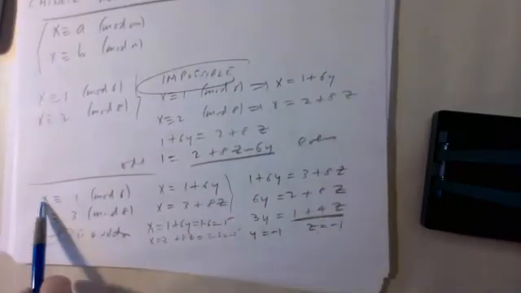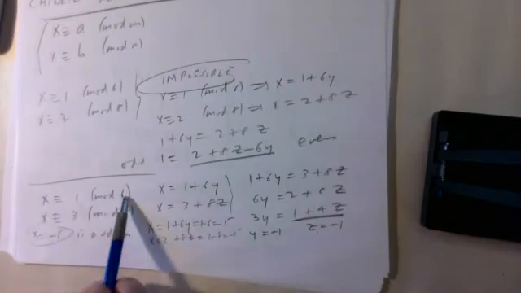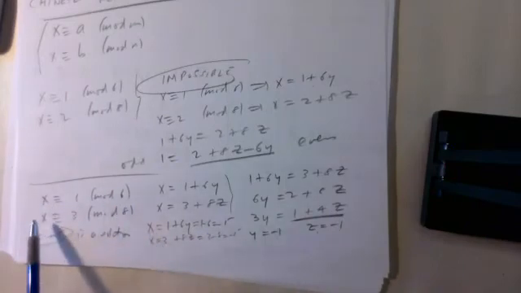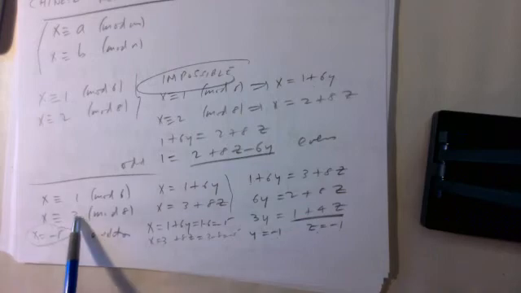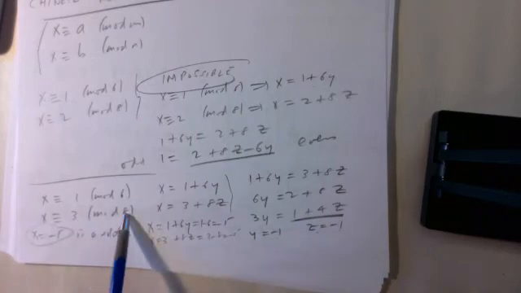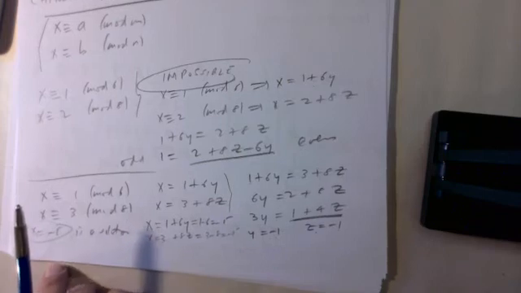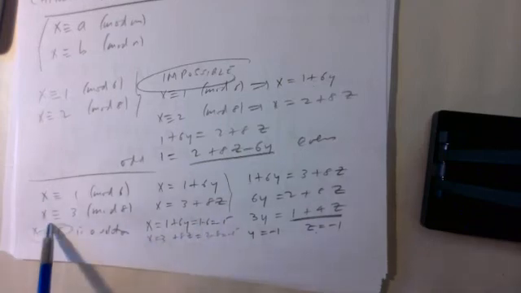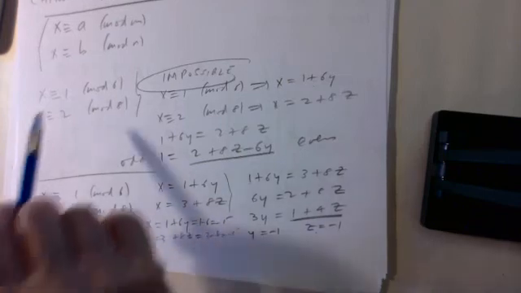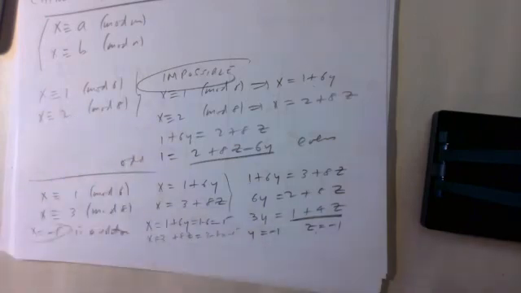right? Because -5 minus 1 is -6, which is divisible by 6. -5 minus 3 is -8, which is also divisible by 8. So this pair of congruences does have a solution. This pair does not.